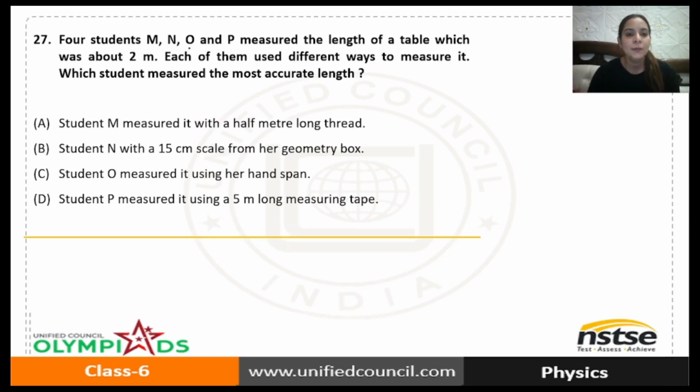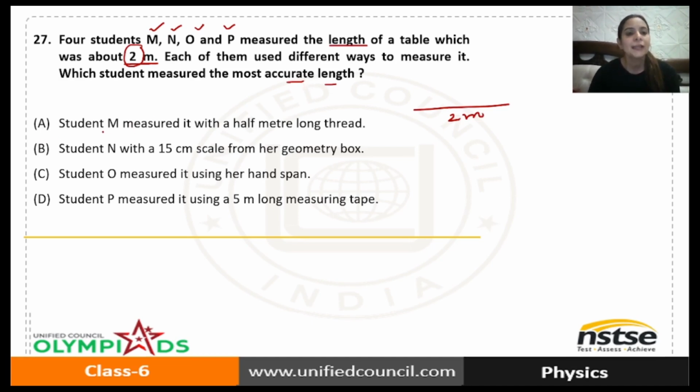Four students M, N, O and P measured the length of a table which was about 2 meters. So there are four students M, N, O and P, and they measured the length of the table and it was found to be 2 meters. Let's say it is a table of 2 meters. Each of them used different ways to measure it. Which student measured the most accurate length? So we need to pick which student out of M, N, O and P measured the accurate length. Now let's see how they found it.